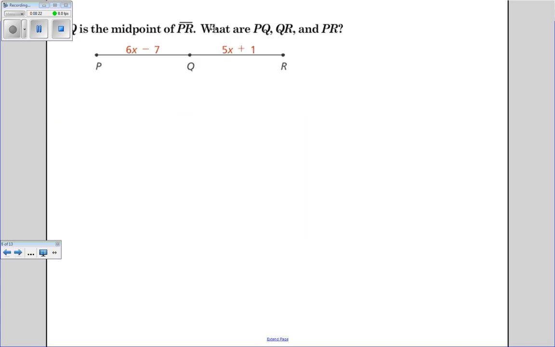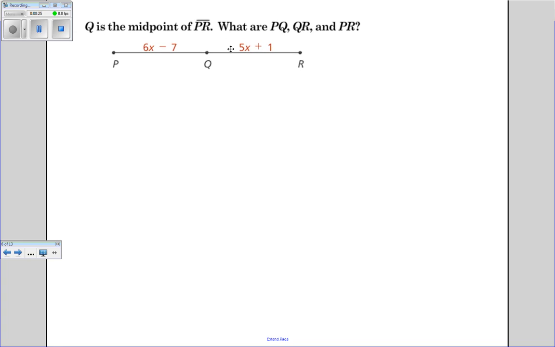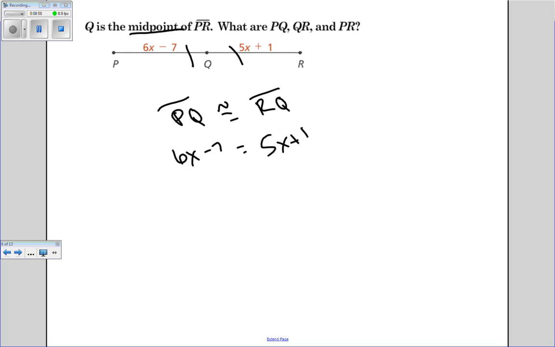All right, let's use that vocab word for midpoint. Since I know we have a midpoint, I know that my 2 parts are congruent. So I know that segment PQ is congruent to segment RQ, all because of this word right here, midpoint. Now, my goal is to find the length for PQ, the length for QR, and the length for PR. So let's do some substitution. PQ, I know, is 6x minus 7. RQ is 5x plus 1.